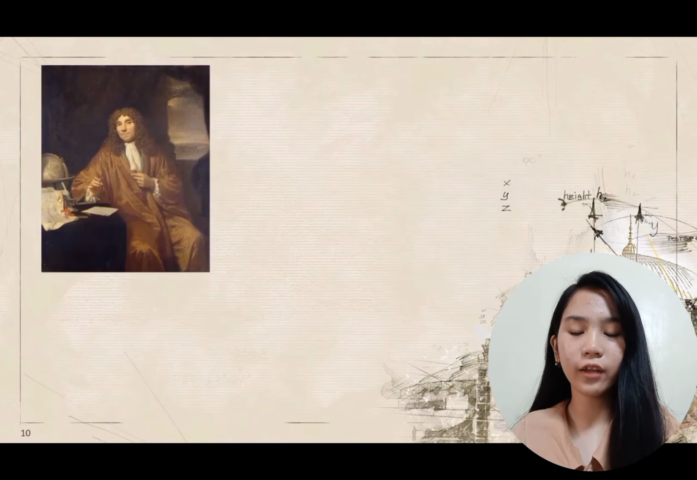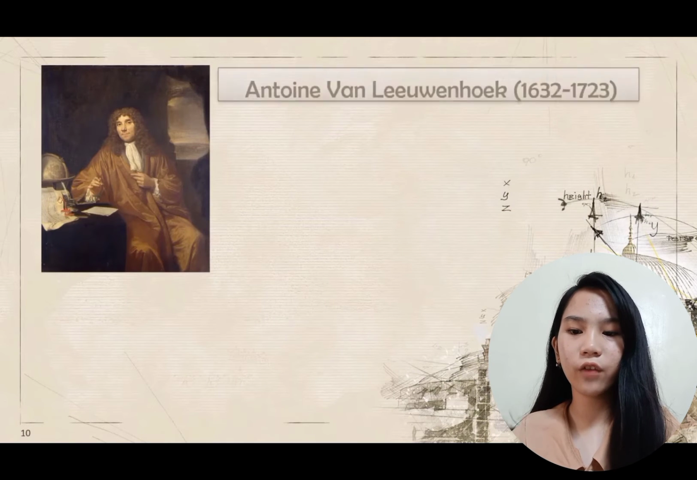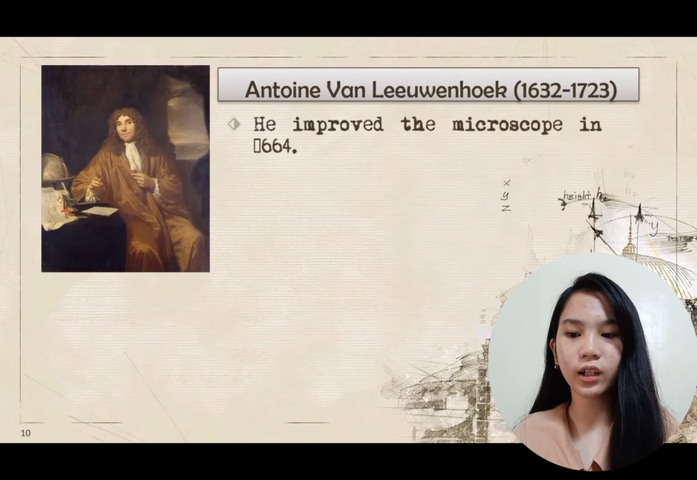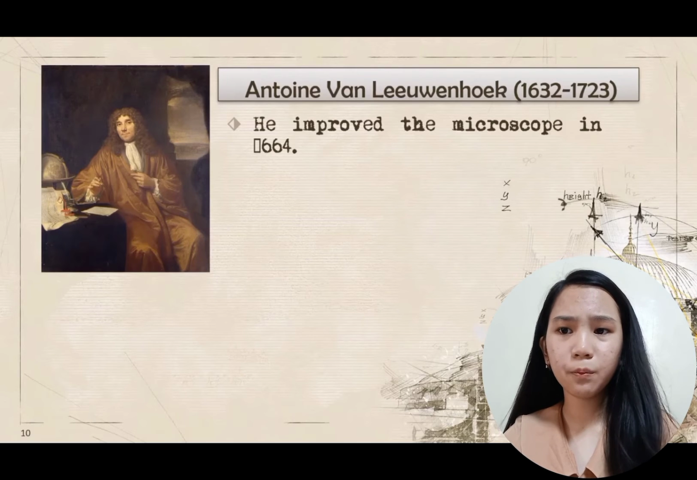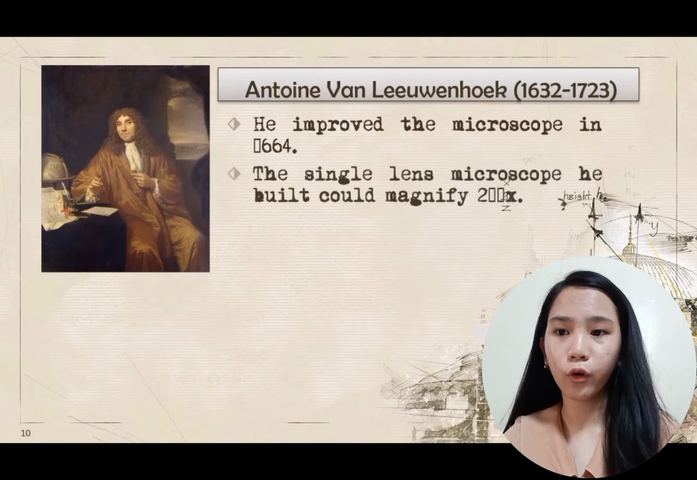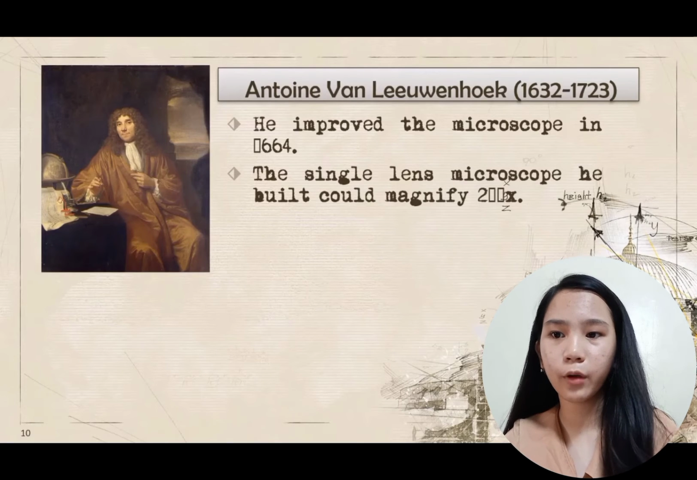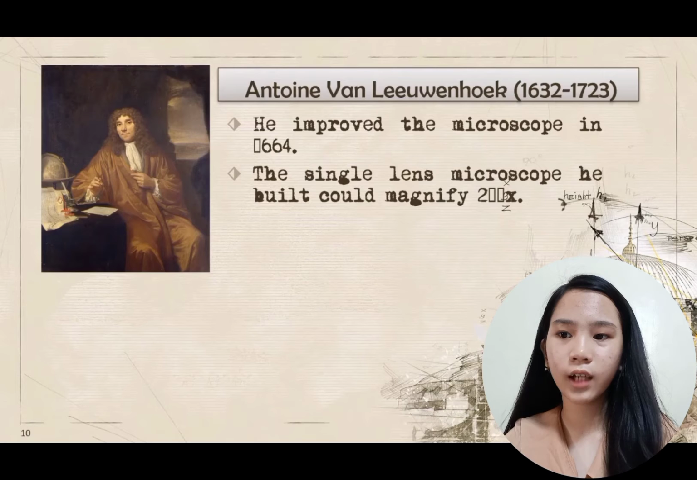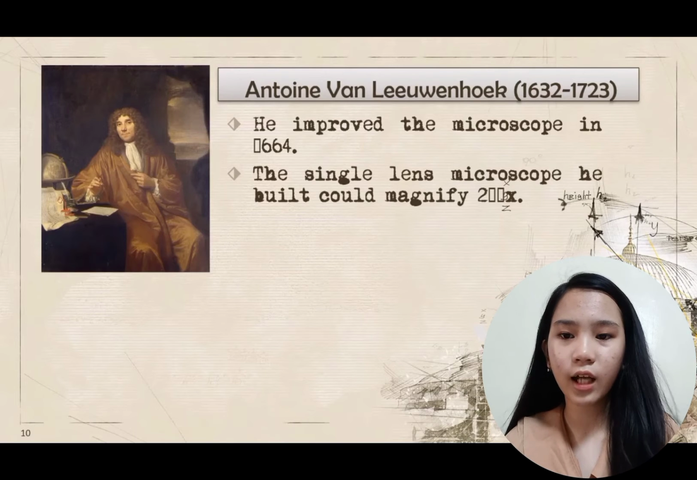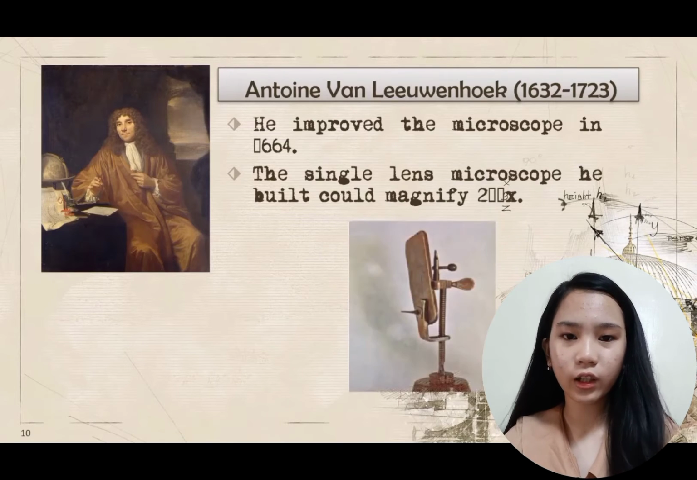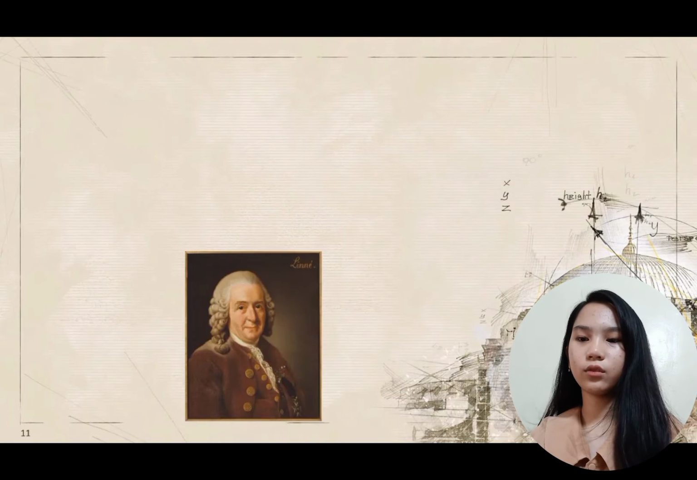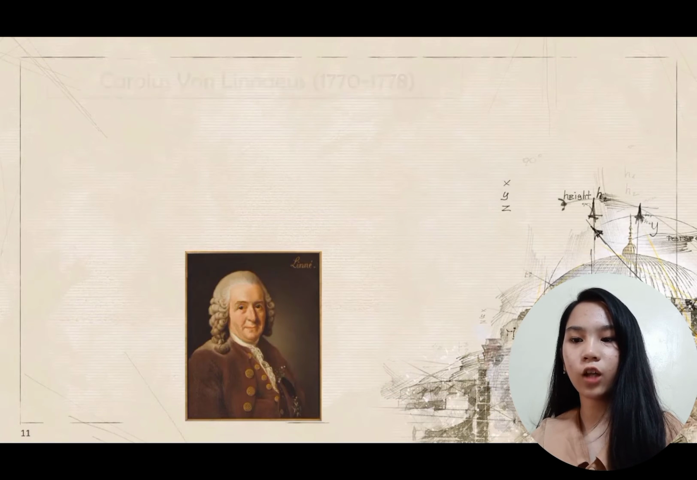Next scientist, we have Anton van Leeuwenhoek. He developed the microscope that Zacharias Janssen invented. He improved it and added parts to that microscope, and the single lens microscope that he built could magnify things about 200 times bigger. That is how the microscope that Anton van Leeuwenhoek invented looked. The next scientist, we have Carolus von Linnaeus or Carl von Linné.